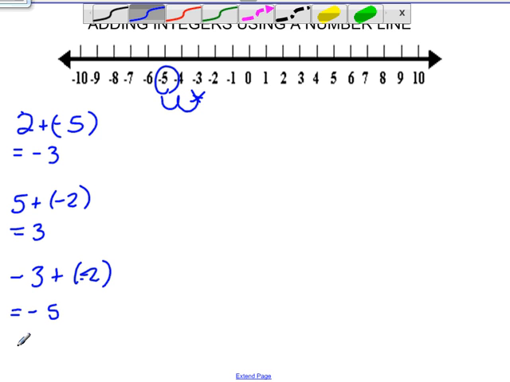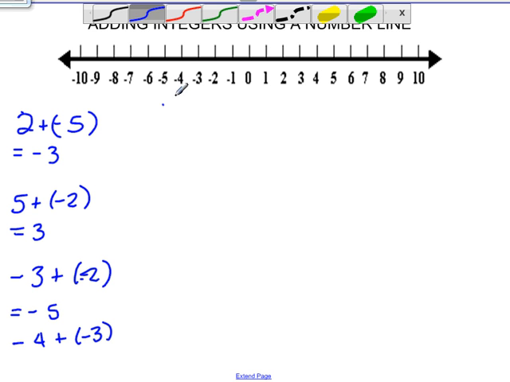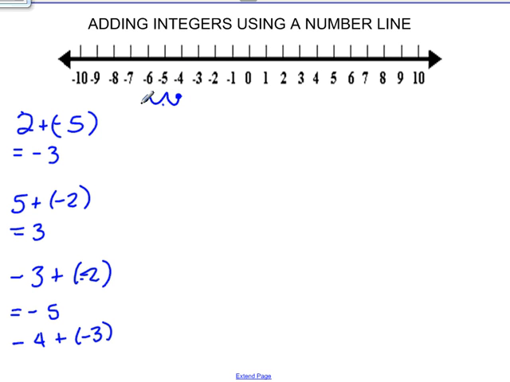So let's do another one. -4 plus -3. So let me get my eraser and erase that. That means I'm starting at -4. So here's my starting point. I'm adding a negative. So I go 1, 2, 3. And I'm going to end up at -7.